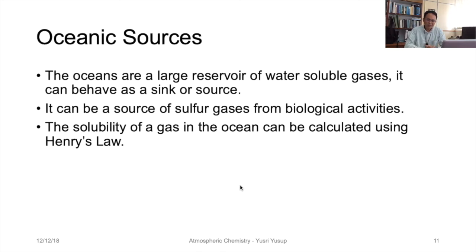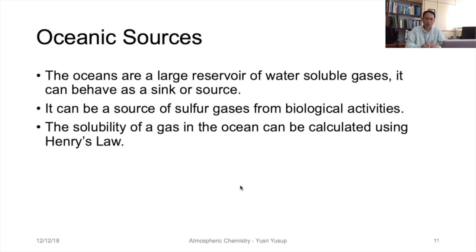Now, it can be a source of sulfur gases, and I did mention a bit about this in the earlier slides, where we mentioned that gases can be released from the ocean in the form of carbonyl sulfide, dimethyl sulfide, or DMS, hydrogen sulfide, and so on. And these gases are a result of biological activities in the ocean.